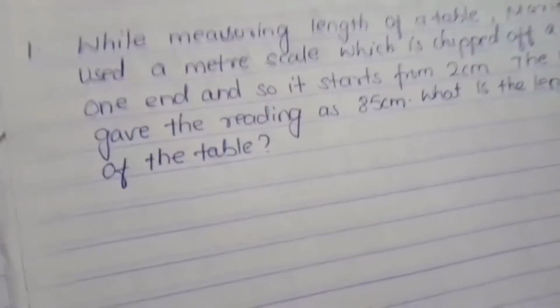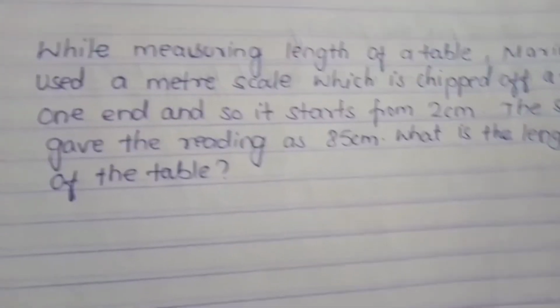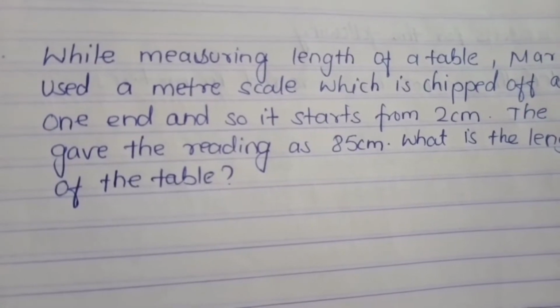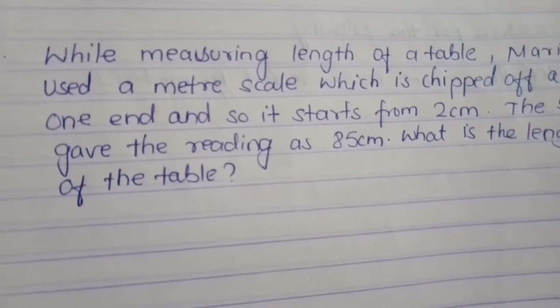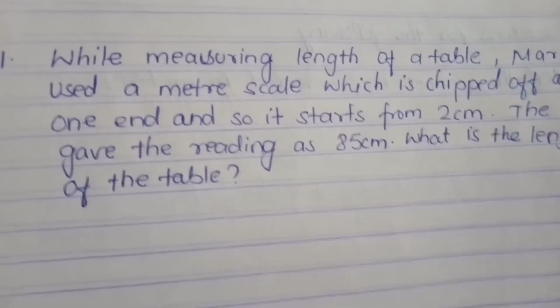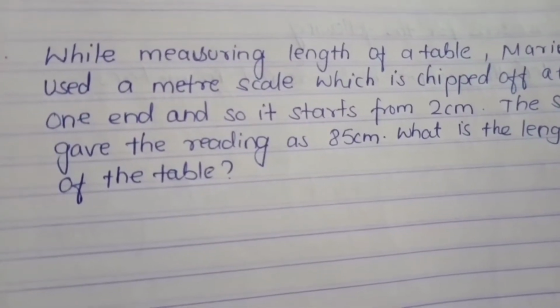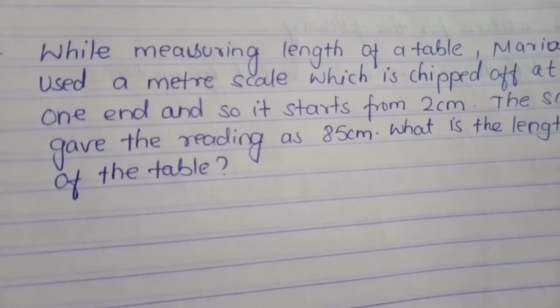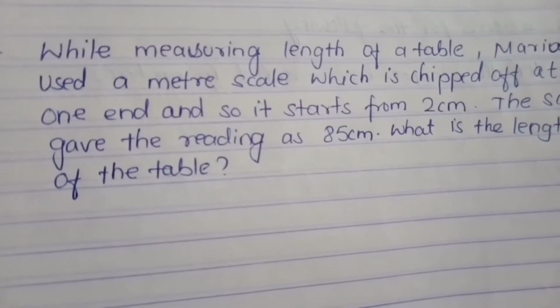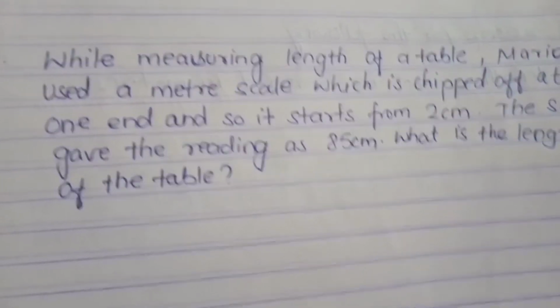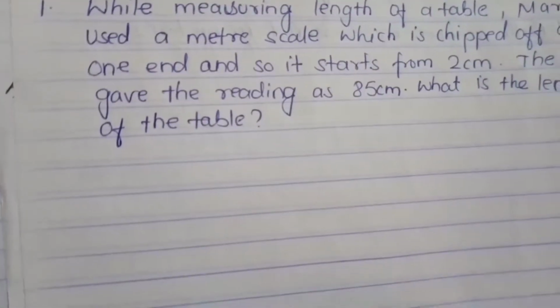Now how to do it? She starts from 2 centimeter, and what length does she get? 85 centimeter, but the table length is not 85 centimeter. We have to subtract 85 minus 2. I have already told you while using the ruler that when the ruler is broken at the end or the marking is not visible, from wherever we start, we will subtract that from the final reading. So let's start.